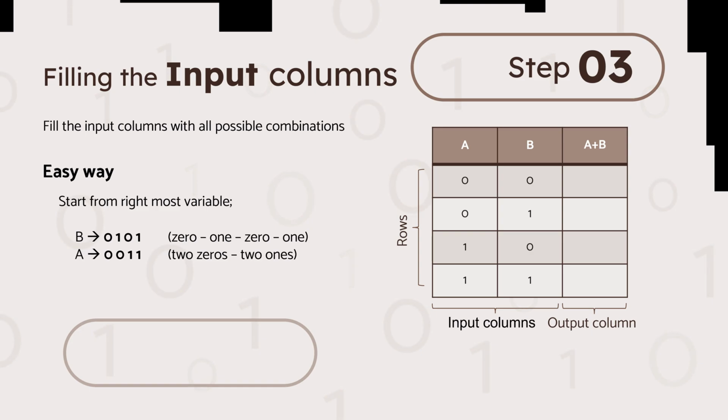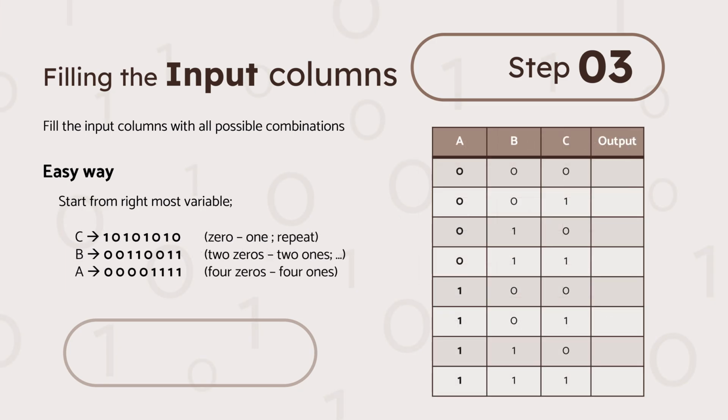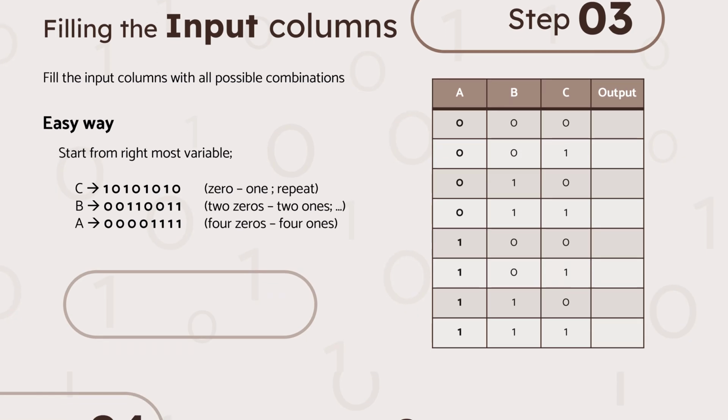There is a simple trick that we could be using to fill this input columns. We can start it from the rightmost input column in the table and fill it in a pattern. First column will be repeating 0, 1 until end. Next column will be 2 zeros, and then 2 ones repeat until the end. If we have 3 inputs, we can continue the pattern. The next column will be 4 zeros and then 4 ones.